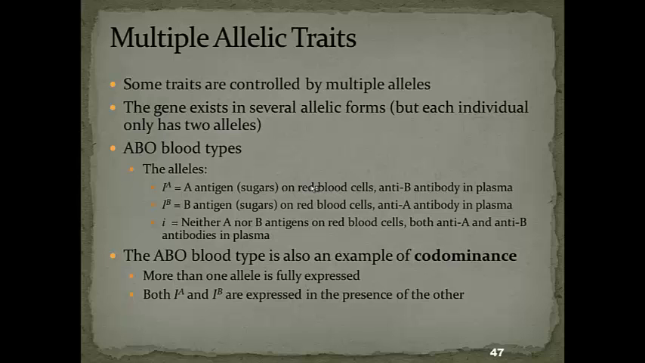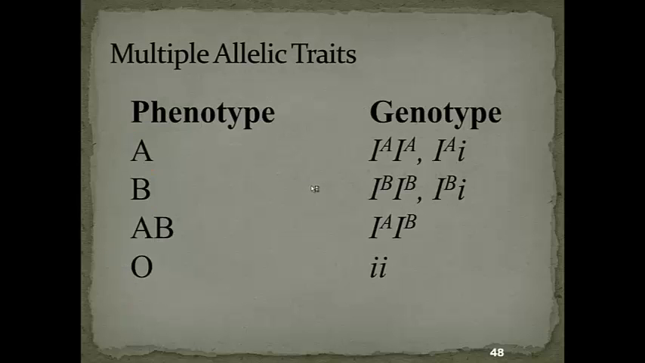Okay, so the third allele is little i, which has no sugars on the red blood cells, but antibodies against everything in the plasma. The ABO blood type is also an example of codominance, where you'll notice that I super A and I super B are both capitalized. This is because they are both dominant alleles. So if they show up together, they are both fully expressed.